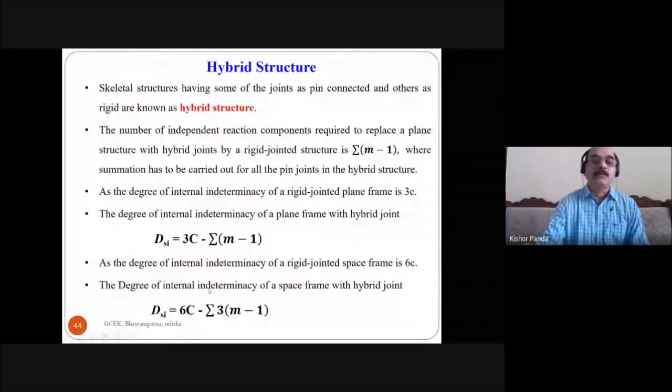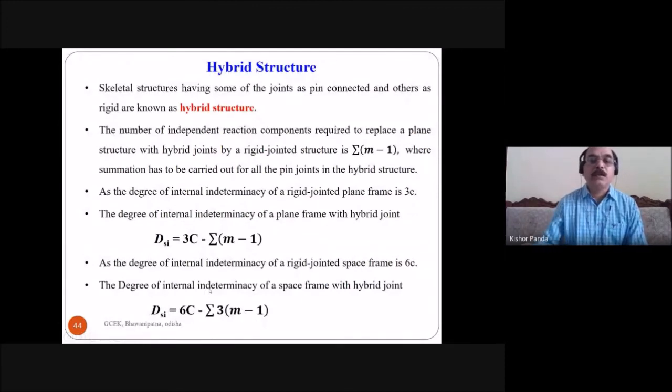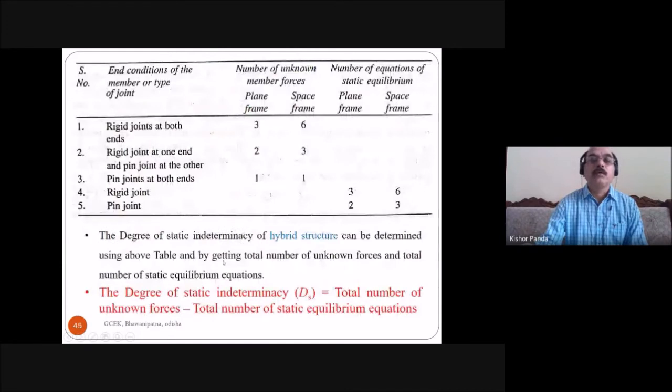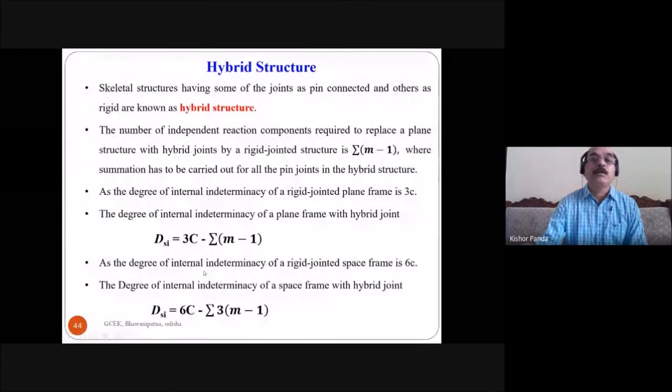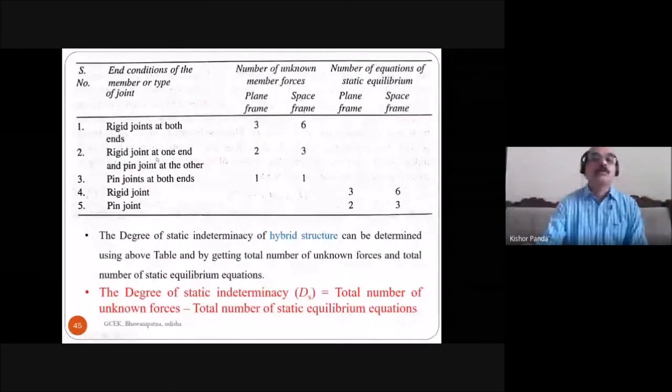And in the case of space frame, this is equal to 6C minus summation of 3 m minus 1. So using this formula, you can find out the degree of internal static indeterminacy of a hybrid structure. Here you see in this tabular form, you have to remember this one. Here given, end condition of the member or type of joint.